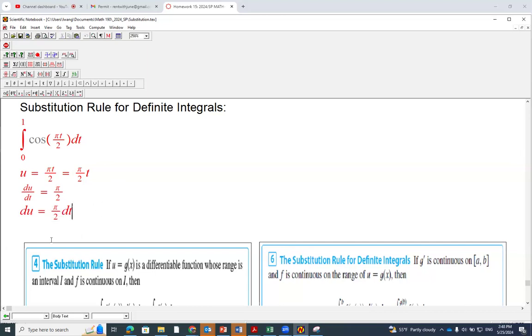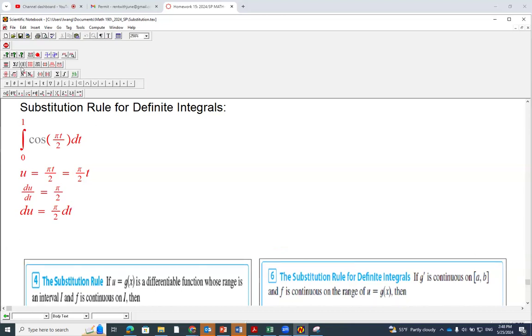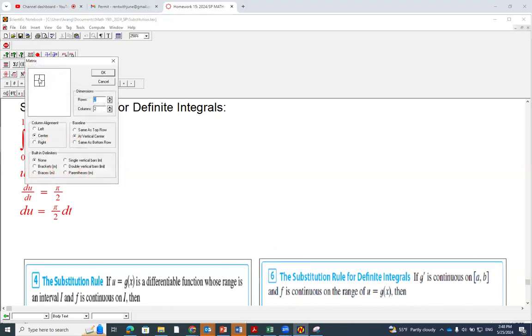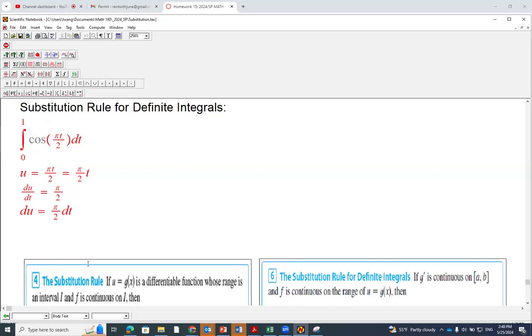At the same time, we need to change the interval. How do we do that? We're going to make a table. Actually, you know what, I'm going to show you another way before we create the table.